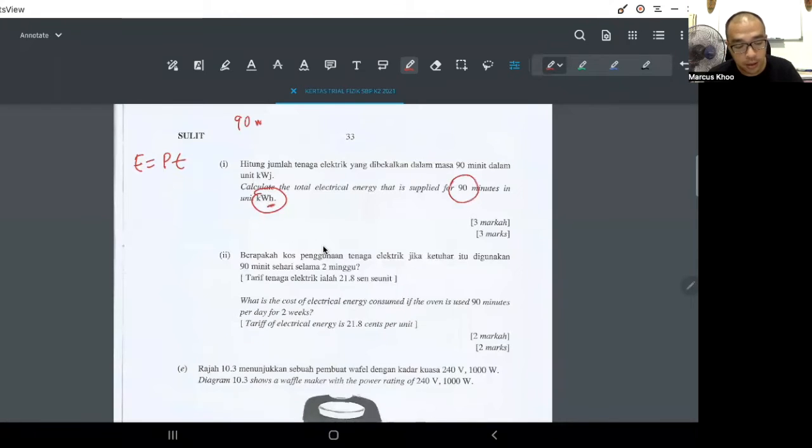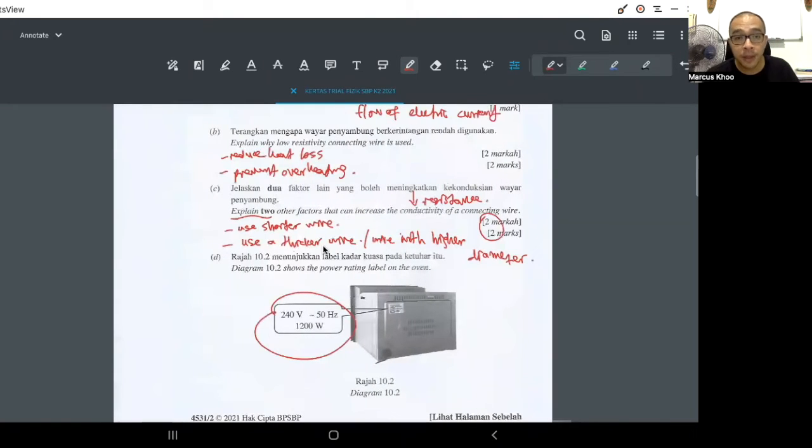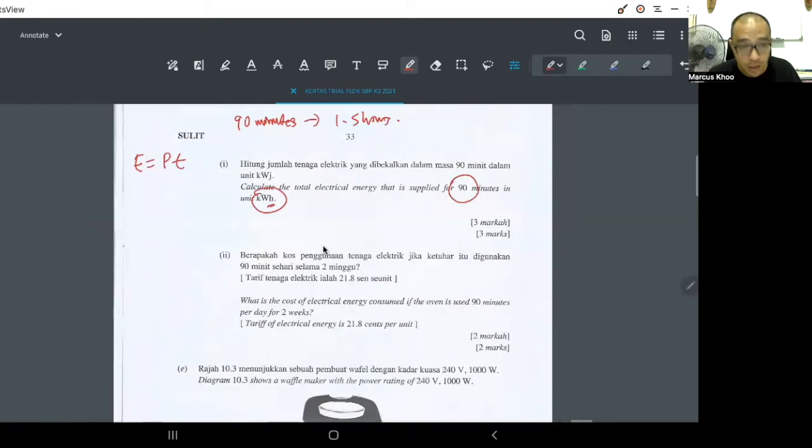So 90 minutes is 1.5 hours, divide by 60. And what about the power? Power over here is 1,200 watts. But the question is asking for kilowatts, so 1,200 watts changed to kilowatts will be 1.2 kilowatts. So the answer will be 1.2 times 1.5, and you will get 1.8 kilowatt hours.